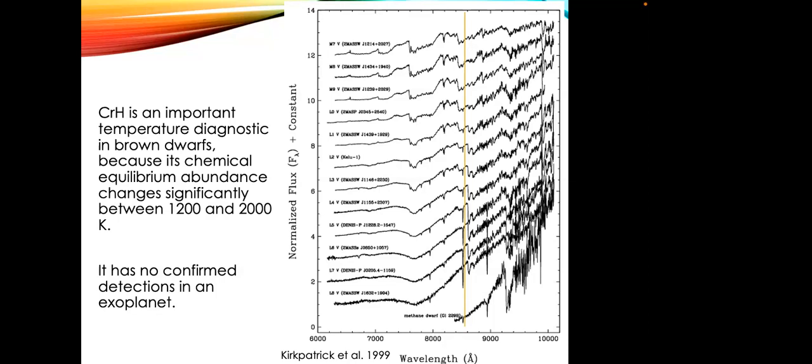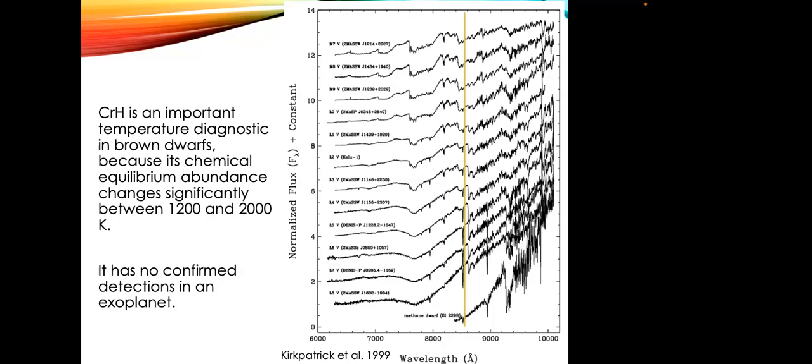As you can see here, just to the right of the yellow line, the chromium hydride feature gets stronger and stronger as you get into the L band, and then starts weakening as you exit the L band. That's because the chemical equilibrium abundance of chromium hydride is very sensitive to temperature. So it basically works as a really great spectral type indicator. Same with iron hydride. So we expect these to be in exoplanets, but we have not yet been able to confirm any detections.